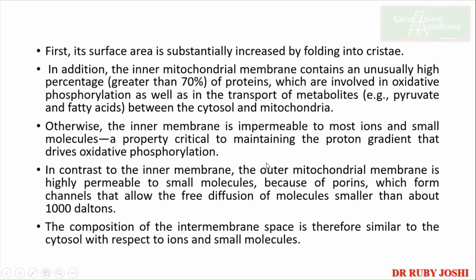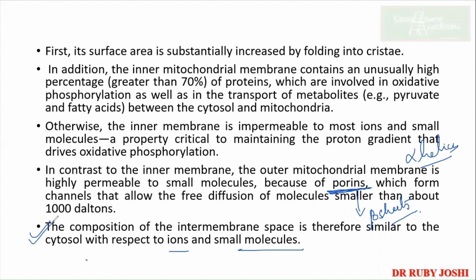Now, as I compare the inner membrane to the outer membrane, the outer membrane is highly permeable because of the presence of porins. Now, guys, do you remember what porin structures are? Anyone remembers? As I said, most of your integral membrane proteins are alpha helices, whereas porins are the only ones made up of only beta sheets. Okay? Which form channels and allow free diffusion of molecules smaller than about 1000 Daltons. So the composition of the intermembrane space is similar to the cytosol with respect to its ions and small molecules. Okay? So this is important to understand, how the intermembrane space composition and the cytosol composition are the same.